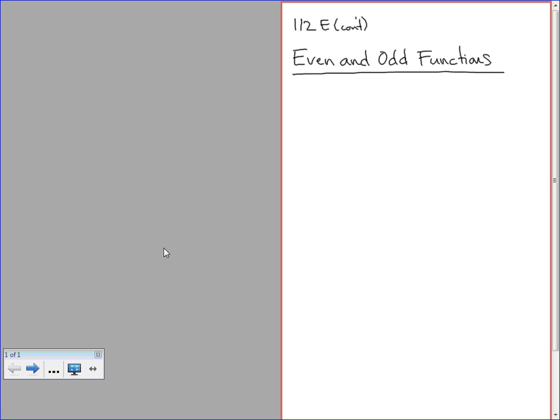hands like this and pretend the y-axis is in the middle, it looks exactly the same on one side as it does the other. It's like a mirror image. Okay? So an even function is symmetric about the y-axis.